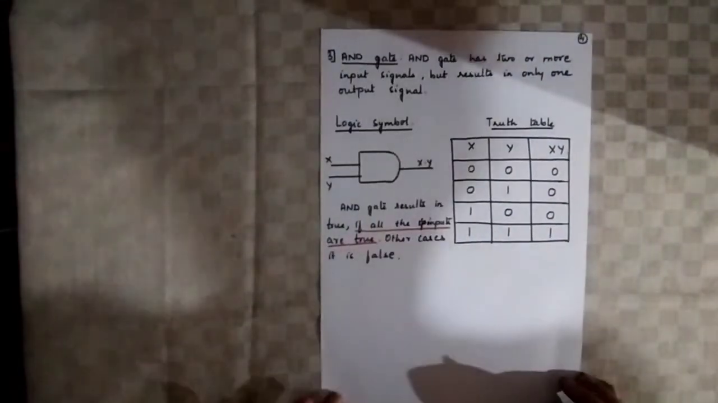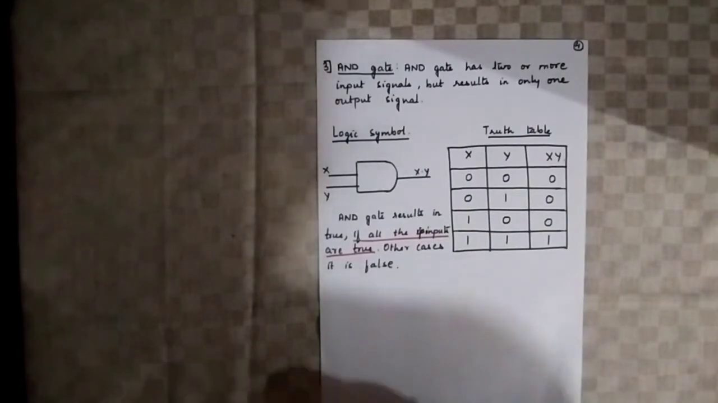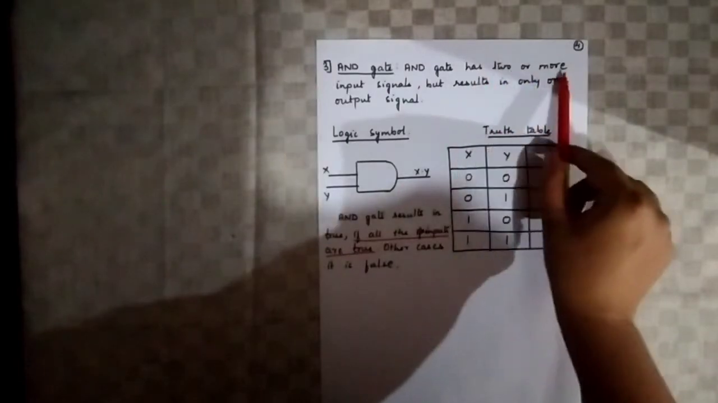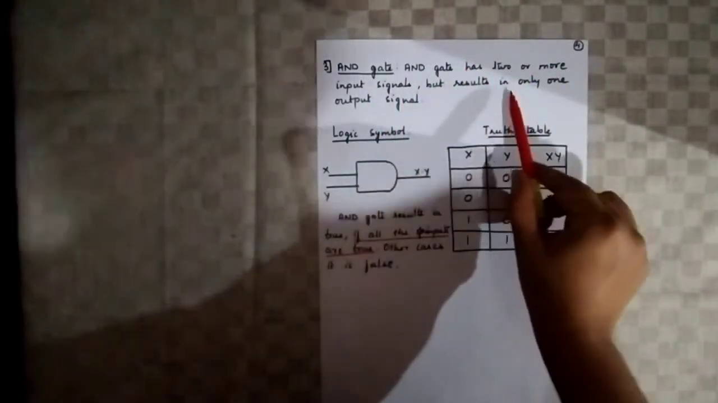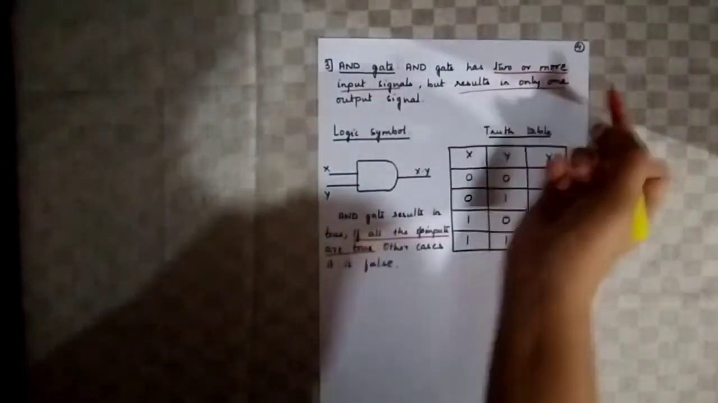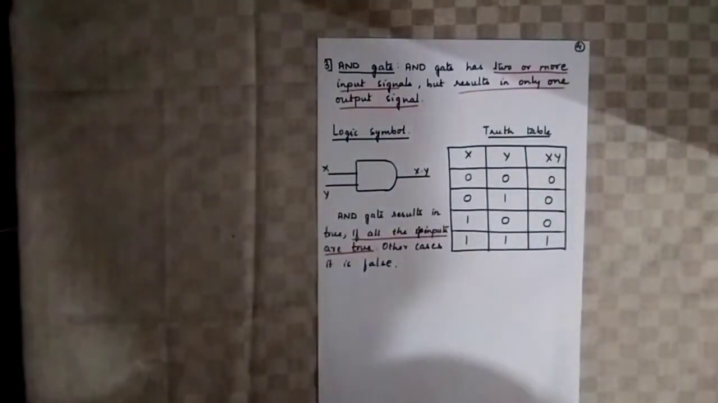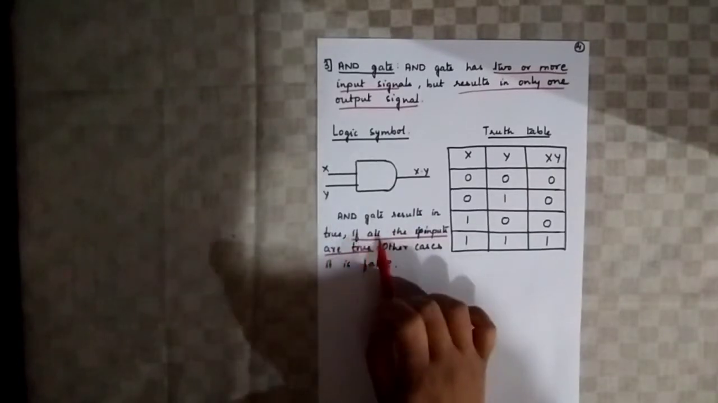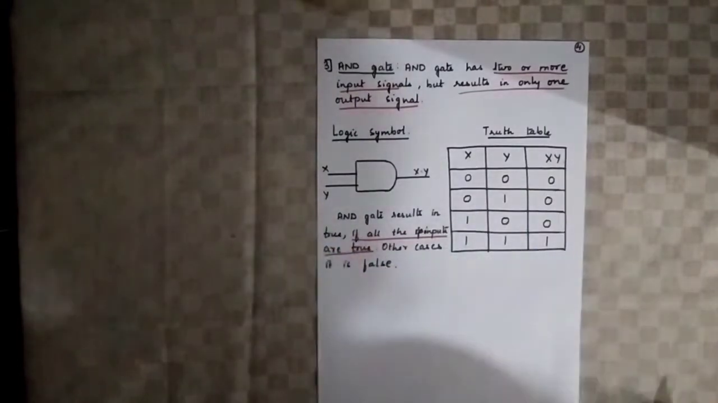So next we have the next gate, that is the AND gate. So what is this AND gate? An AND gate is an electronic circuit which again is going to take two or more input signals but results in only one output signal. So how exactly is this AND gate going to produce the result? The AND gate results in true if all the inputs provided are true. In all other cases it is going to be false.